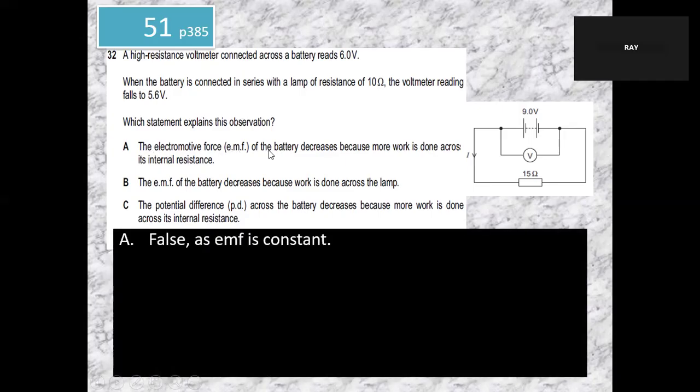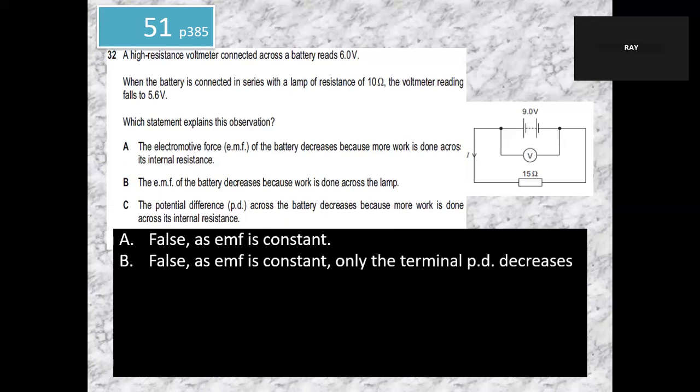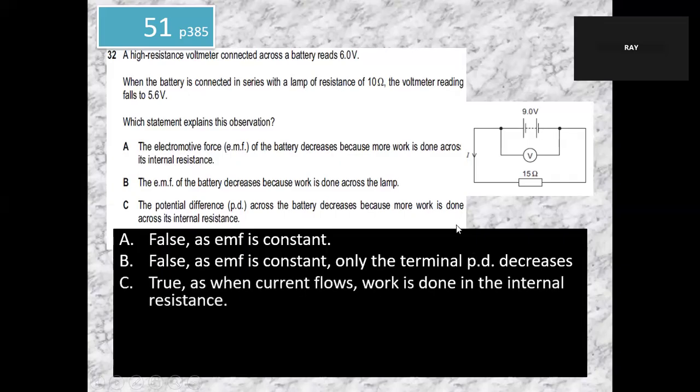Electromotive force of the battery decreases because work is done across the internal resistor? EMF is constant, never decreases. EMF of the battery decreases because work is done across the lamp? Same thing, EMF is constant. Only terminal potential difference decreases because there's work done. I think it's C. The potential difference across the battery decreases because work is done across the internal resistance.